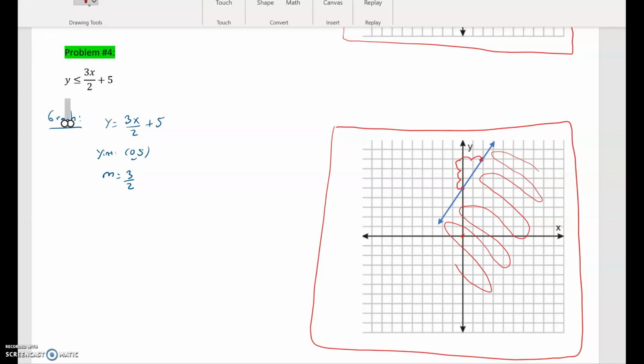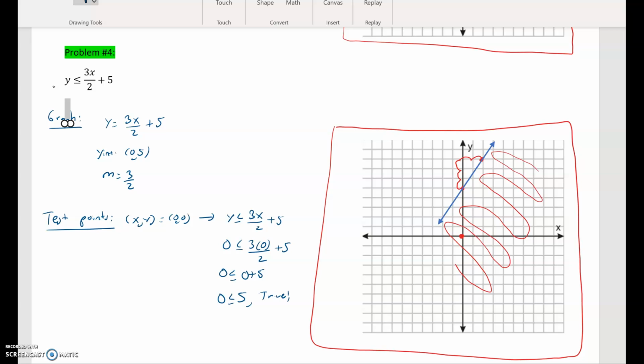Now, let me pick test points again, (0, 0), so that you see it. And as we plug it in, this is y is less than or equal to 3x over 2 plus 5, or 0 less than or equal to 3 times 0 divided by 2 plus 5. And let me fix the 3. Or 0 is less than or equal to 0 plus 5. 0 less than or equal to 5, which is actually true. Okay, we tested (0, 0), it's true. So we end up shading every value below the line.